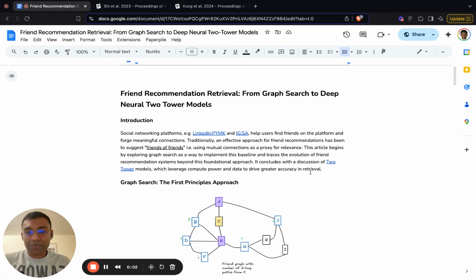Hi, we'll talk about friend recommendations, particularly retrieval of friend recommendations. So, in social networks, you have connections that users make organically, and it helps them if you are able to recommend good connections or friends for them to make.